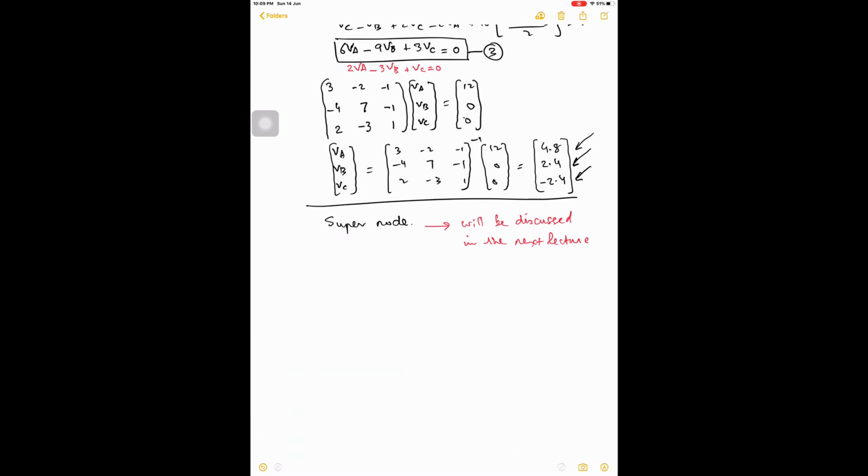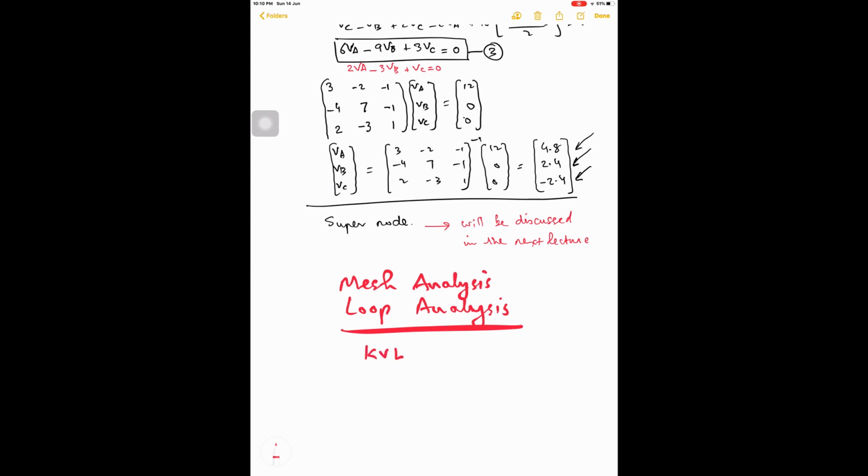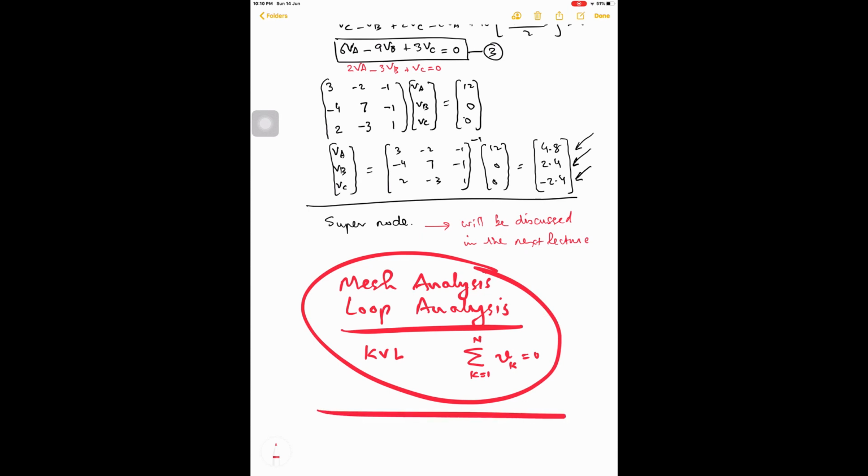So again, our next lecture will be on mesh analysis, or sometimes it is also known as loop analysis. In mesh analysis or loop analysis, we will be applying Kirchhoff voltage law, which states that the sum of all the voltages around a loop or mesh is equal to 0. So we will discuss it in the next lecture.